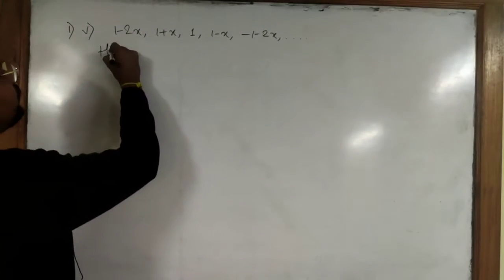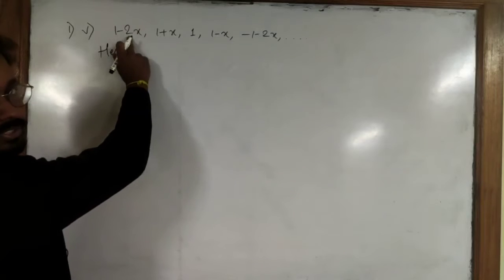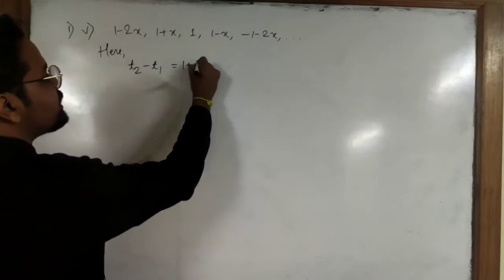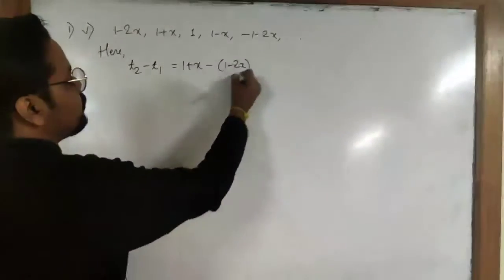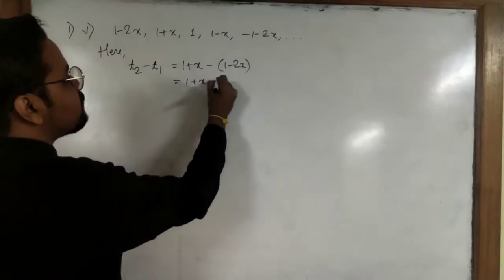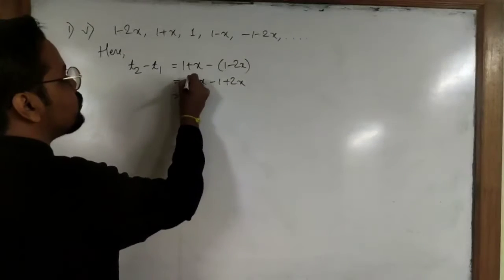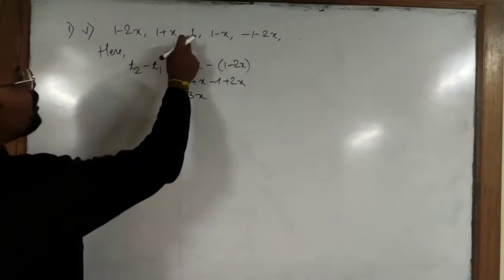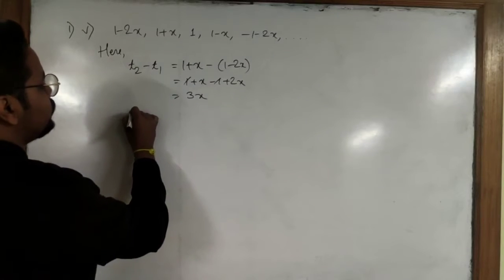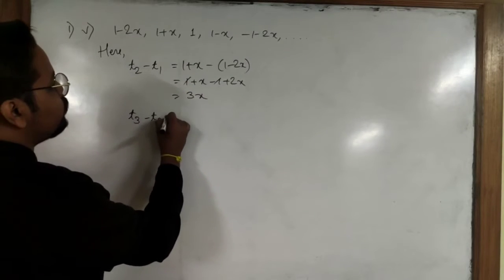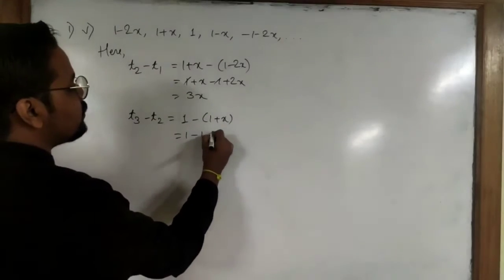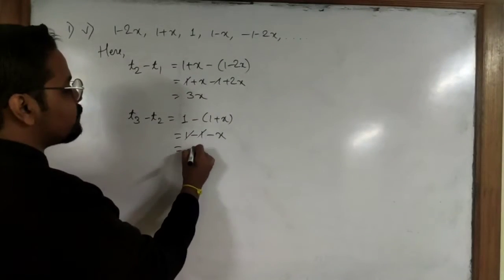So here what we will do, we will subtract the first term from the second term. That means T2 minus T1. So T2 is 1 plus x and we will subtract 1 minus 2x from this, and what we get is 1 plus x minus 1 plus 2x. So 1 cancels out, it is thrice x. Thrice x is the common difference. Now we try to find the difference between these two. So it is T3 minus T2, and here we get 1 minus 1 plus x. So it is 1 minus 1 minus x. So 1 cancels, minus x.